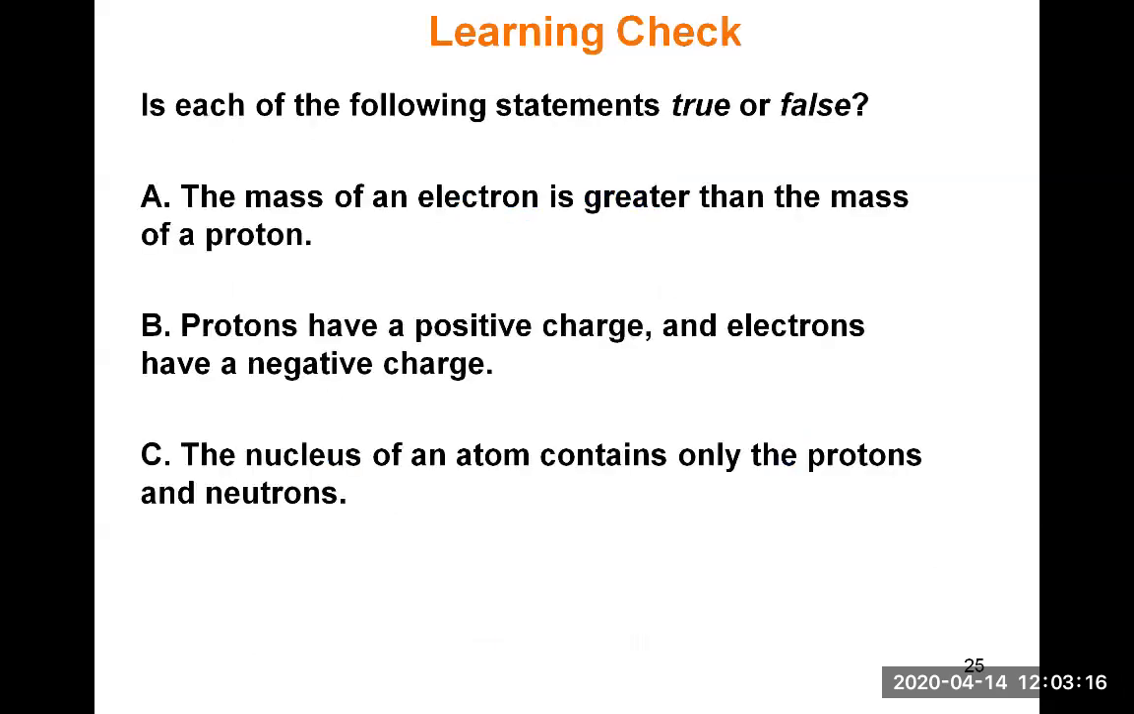So here, let's go over a learning check. You will need to say if the statements are true or false. Please pause the video before watching the answer. Statement A, the mass of an electron is greater than the mass of a proton. Is it true or false? That's false, because electrons have basically no mass. Their mass is negligible compared to the mass of a proton.